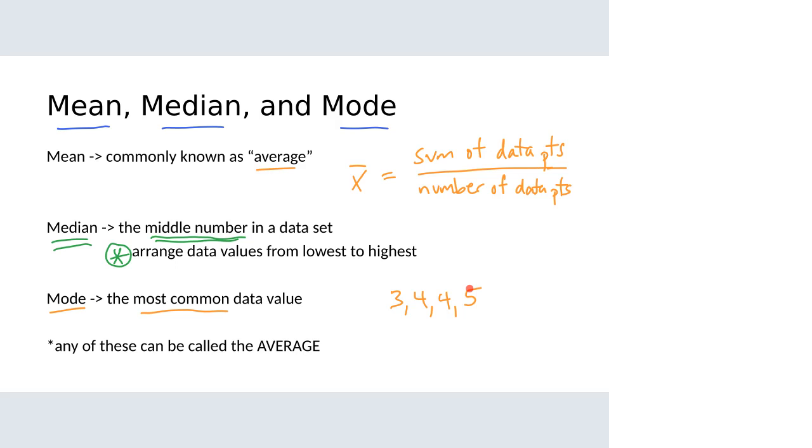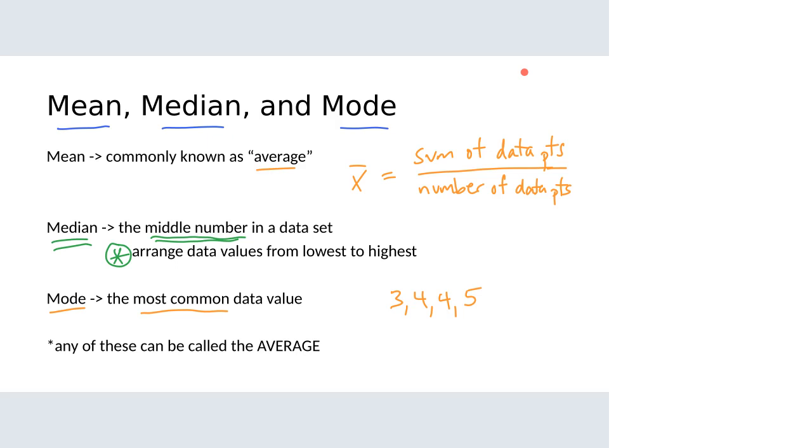Great. Thank you, Summer, Nadine, Sandy, Katie. Awesome. You're exactly right. 4. It occurs more often than the others. The fact that it occurs 2 times doesn't matter. We don't report that. What we report is which data point occurs most often, and that would be the 4.